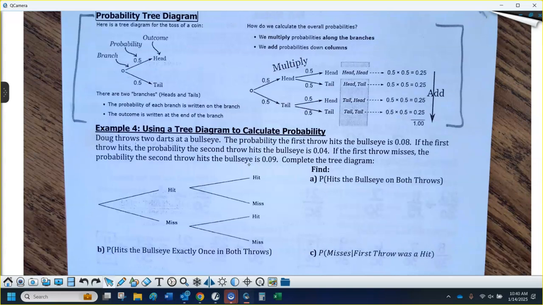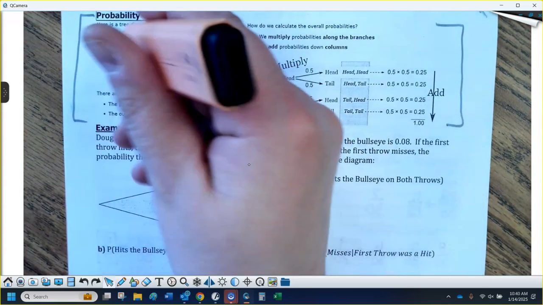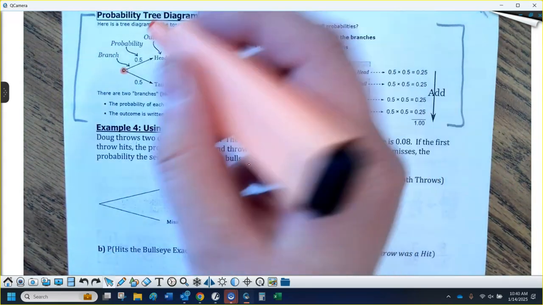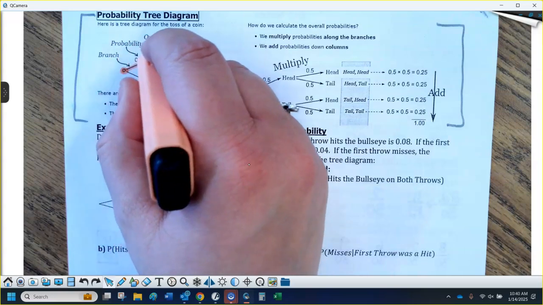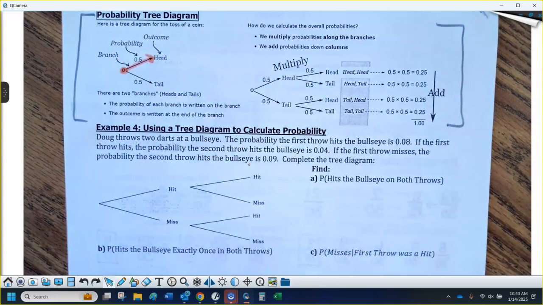So the tree diagram that's up here is like flipping a coin, heads or tails. You basically start with your event. So I'm going to flip a coin, and they draw what they call a branch. At the end of the branch, it almost looks like a ray. They write down, okay, this is what happened.